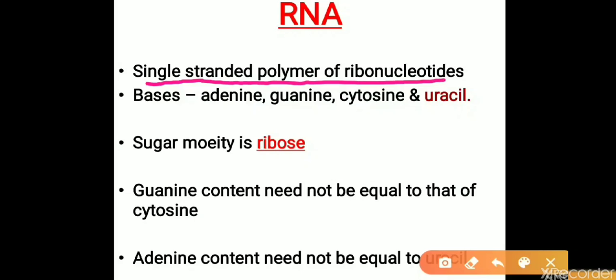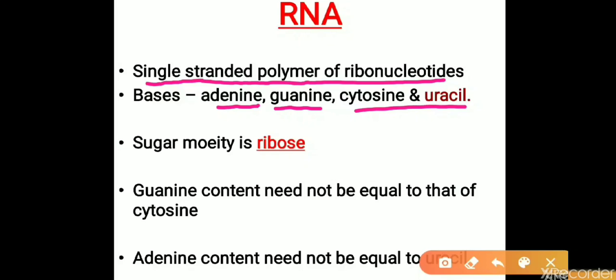And RNA contains purine bases and pyrimidine bases. Regarding purine bases, they contain both adenine and guanine. But in case of pyrimidines, RNA contains cytosine and uracil, and thymine is absent in RNA. In case of DNA, they contain cytosine and thymine, and uracil is absent in DNA.